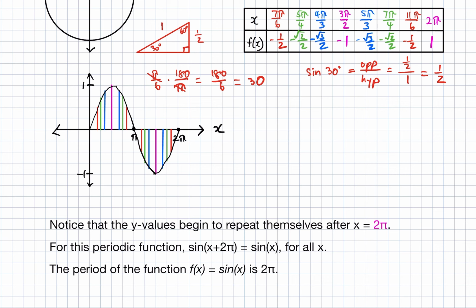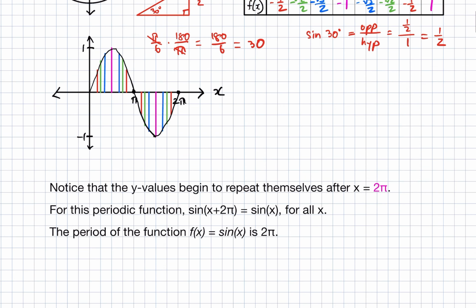For this periodic function, we would say that sine of x plus 2 pi is equivalent to sine of x because it repeats itself, so the function is essentially sine of x for all x values. And then the period for this function is 2 pi. As I said, it repeats itself after every 2 pi, so that is the period for this function.